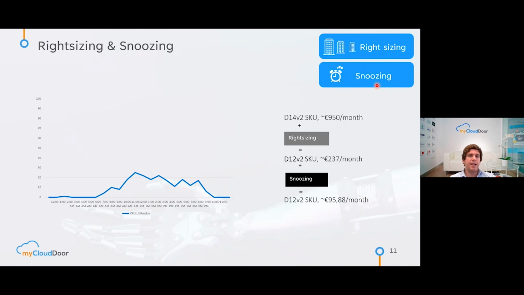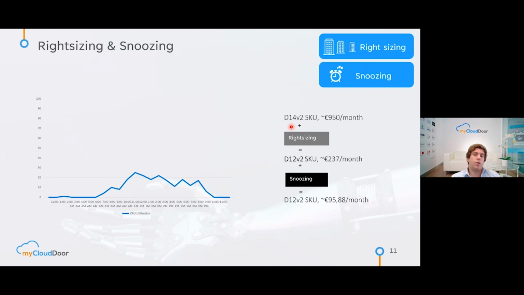Second, the right sizing and the snoozing. So I'm going to use a specific example so you can see it in this slide, which is going to be very easy to understand for you. So imagine that you have here a virtual machine, and here I'm seeing the CPU average utilization per hour in a regular day. So you are seeing that out of up to 100% of performance you can use, you are never reaching more than 25–30%.